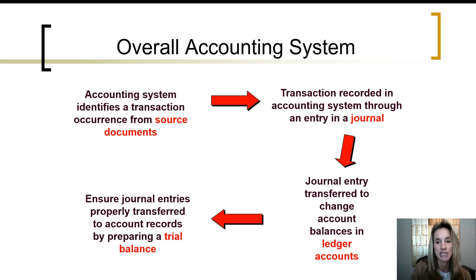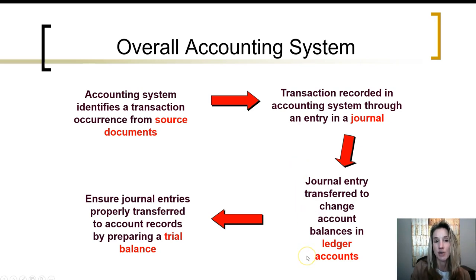Once a transaction is identified, the transaction is then recorded into the accounting system through an entry in a journal. We call this the general journal, and you can think of it as the original book of entry into the accounting system. When an entry, which we call a journal entry, is entered into the general journal, it is the first time that the accounting system becomes aware that a transaction occurred.